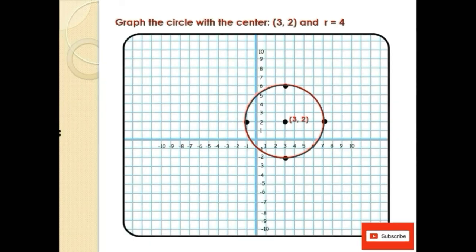Okay, that's it. That's how we graph a circle when given its equation in the general form. In my next video, I will share with you how to write the general equation of the circle when you are given its center and its radius.